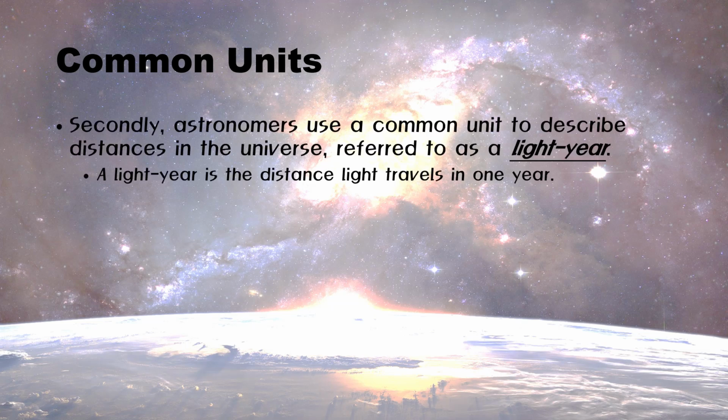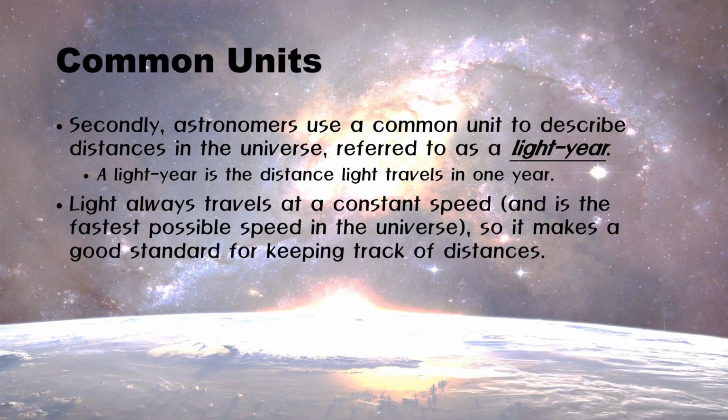Because if we think about these vast distances between all the different stars and galaxies and so on, the common unit that we tend to refer to is a light year. And the light year is simply the distance that light travels in 1 year. Now, light is always traveling at a constant speed and is also coincidentally the fastest speed possible in the universe. So because we know how fast light can go, it makes for a good standard that we can use to keep track of distances.